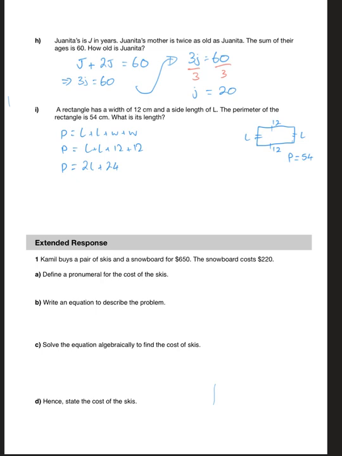There's one last piece of information that they have given us, and that is, of course, that P, or the perimeter, is 54. So we can put that into the equation. So we currently have 54 equals 2L plus 24. We'll swap that around, just flip over the equal, just to put it in the format that we're a bit more comfortable with. So we can now say 2L plus 24 equals 54.